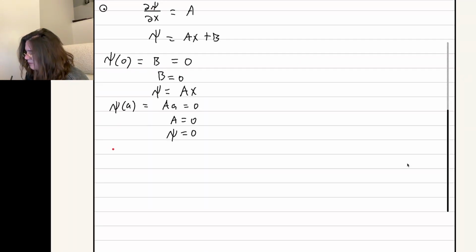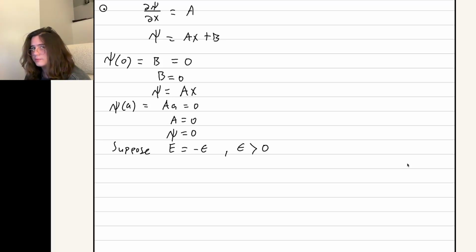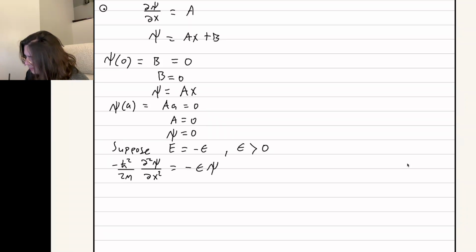But now we're going to consider negative energies. So suppose now that we have E equal to minus epsilon, where epsilon is some positive constant that I'm just defining for fun. Then our Schrodinger equation is looking like minus h bar squared over 2m del squared psi over del x squared is equal to minus epsilon psi.